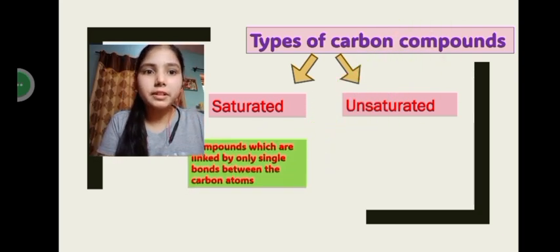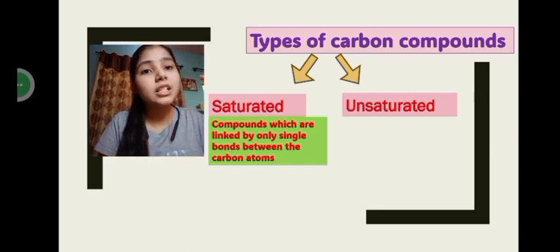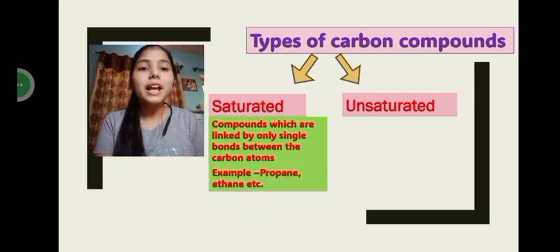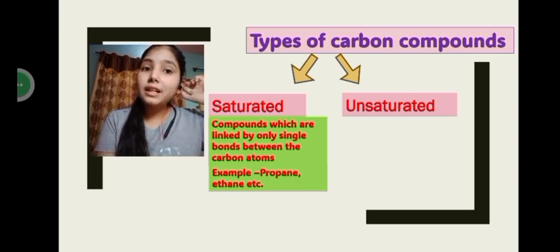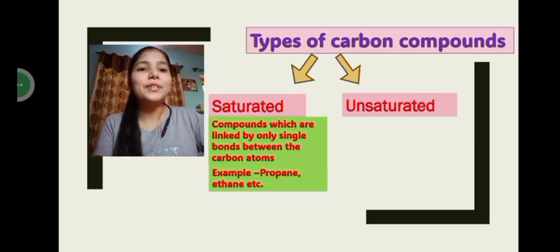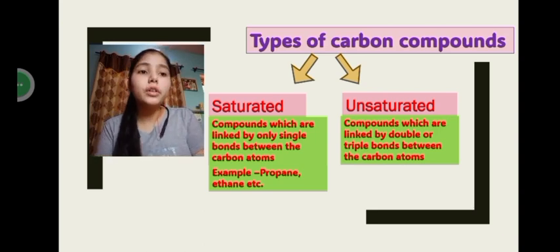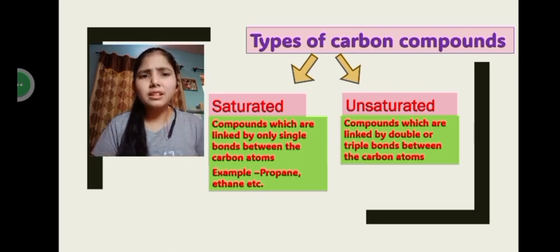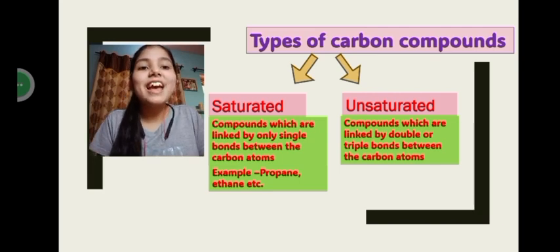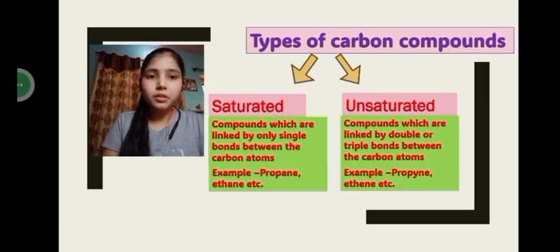Compounds which are linked by only single bonds between carbon atoms are called saturated carbon compounds. Let us discuss examples as well. Propane and ethane are two examples of saturated compounds. Another type is unsaturated: compounds which are linked by double or triple bonds between the carbon atoms. So we have double bonds and triple bonds between the carbon atoms. This is called unsaturated. Examples are propene, ethene, etc.